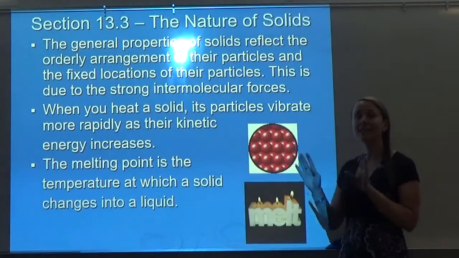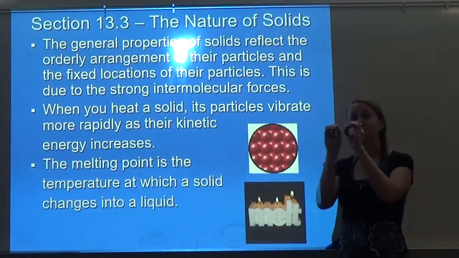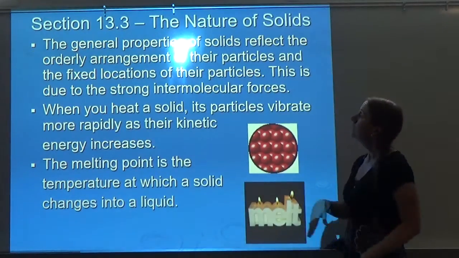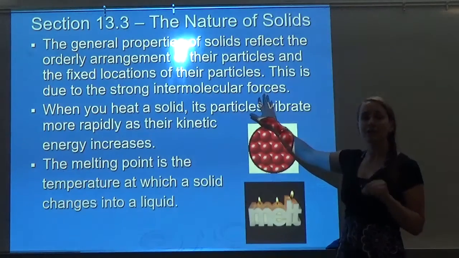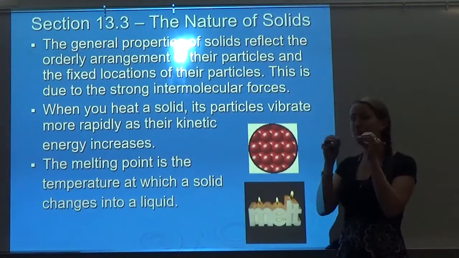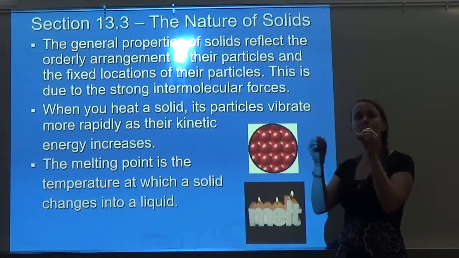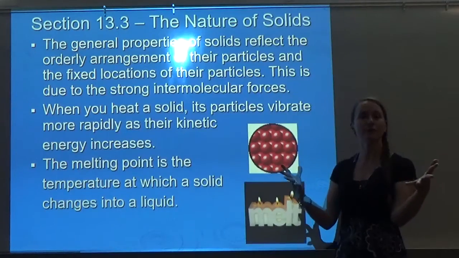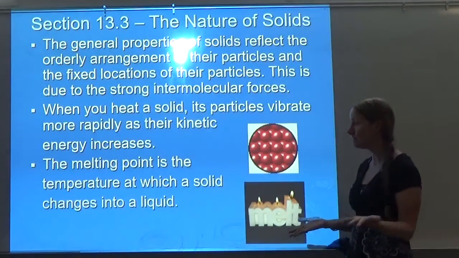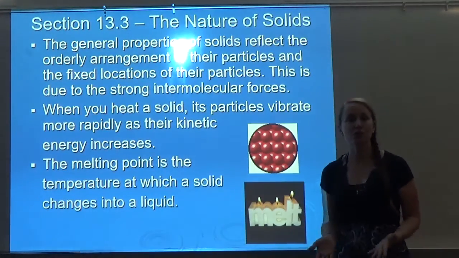So a solid cannot flow. Now the particles are moving, but they just vibrate in their fixed locations. They can't flow past one another. This is due to strong intermolecular forces. When you heat a solid, its particles vibrate more rapidly. As their kinetic energy increases, eventually they vibrate so much that they can break free of their fixed positions, and then it can flow because it's a liquid, so it has melted. So the melting point is the temperature at which a solid changes to a liquid.